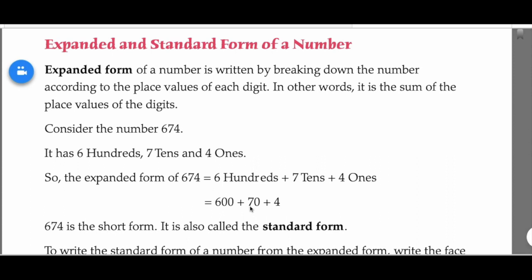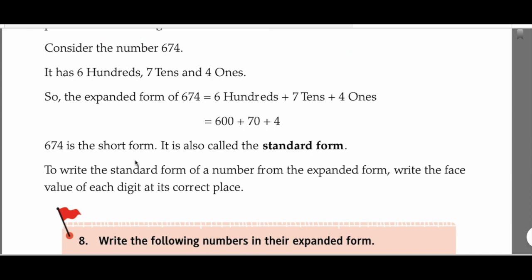In the same way, in tens place, we have 7 here. Again in tens place, we have 0 here. Any number added with 0 is 7. We have 7 here. In hundreds place, we have 6, and so it is here. So when you add the expanded form, you will get the number which is in the standard form, that is the short form. 674 is the short form. It is also called standard form.